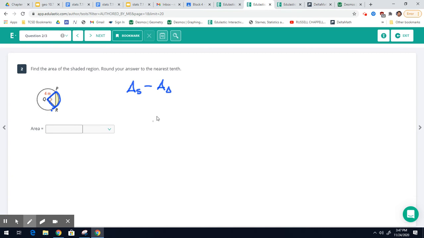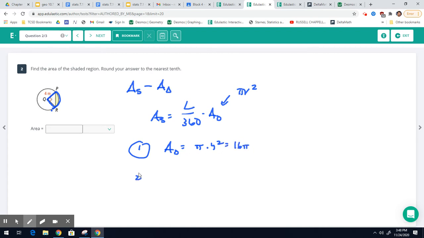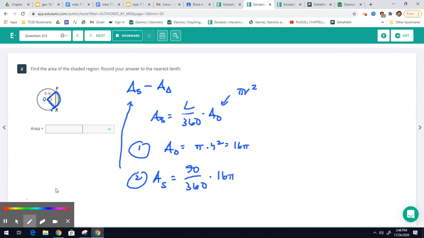To find the area of the sector, I need the angle out of 360 times the area of the circle. Remember, the area of the circle is pi r squared. So first we find the area of the circle. It's pi times 4 squared, that's 16 pi. Then to find the area of the sector, I need the angle, which you notice is a right angle, out of 360 times the area, which is 16 pi. We're going to put that right here. I don't want to round yet. Why do that?